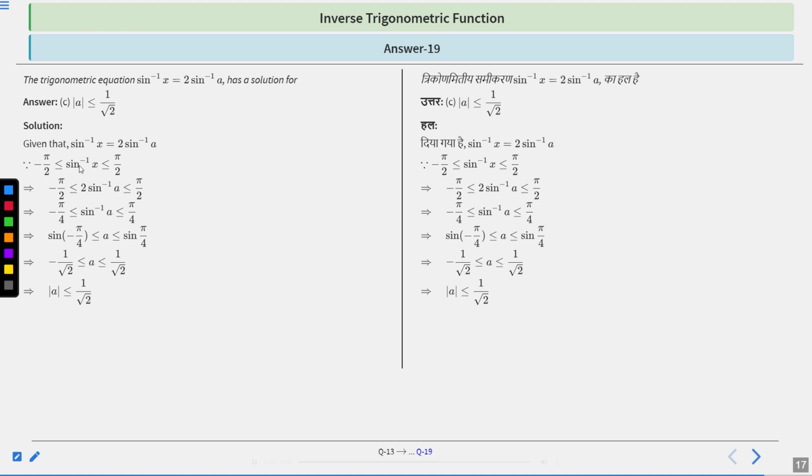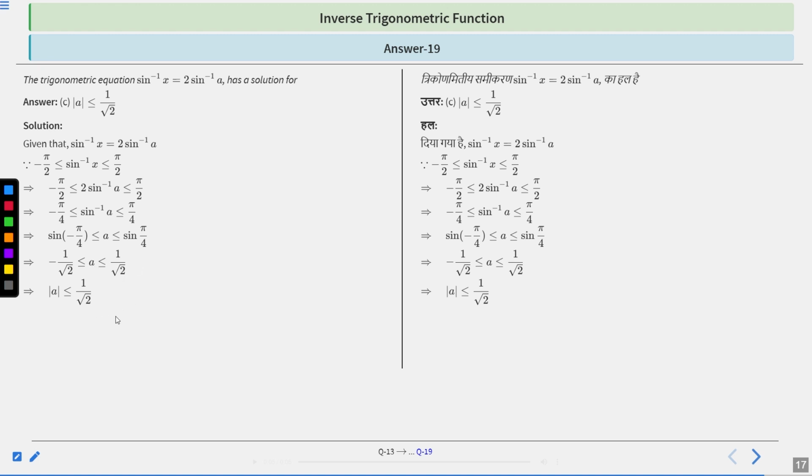It is given that sin inverse x is equal to 2 sin inverse a, and we know that sin inverse x always lies between minus pi by 2 to pi by 2. Therefore, 2 sin inverse a will lie between minus pi by 2 to pi by 2. Therefore, sin inverse a will lie between minus pi by 4 to pi by 4, right? Therefore, a will lie between sine of minus pi by 4 to sine of pi by 4, right? Therefore, a lies between minus 1 by root 2 to 1 by root 2, clear?